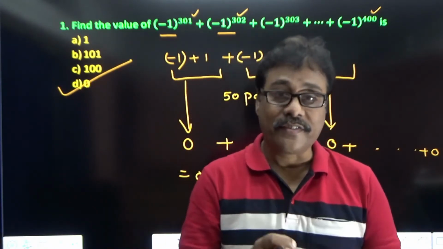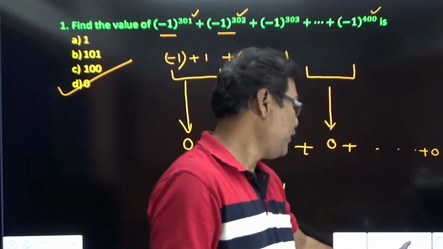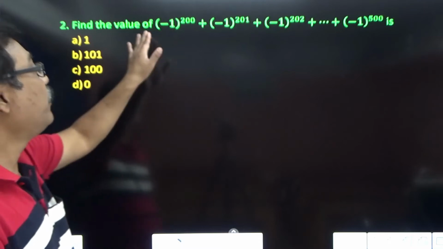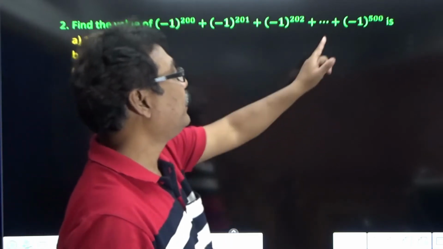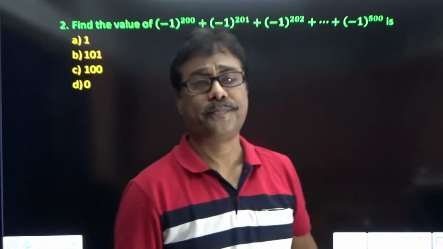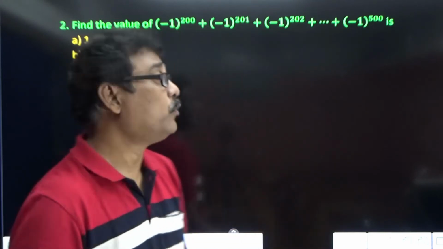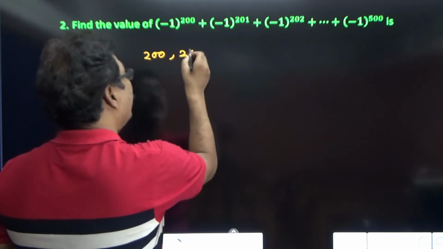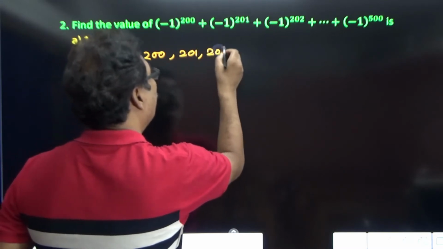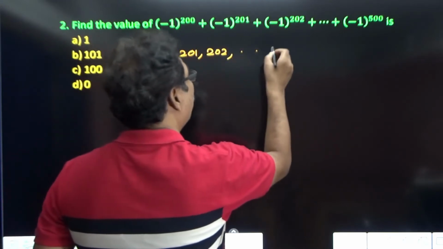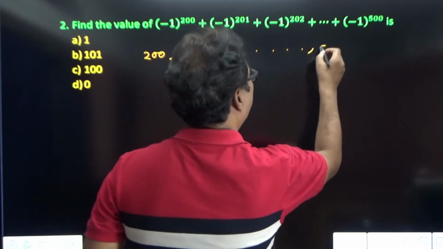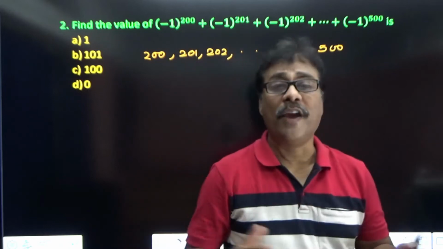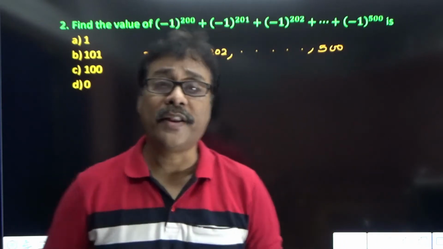Just like this question, we will have the next question. See the next question, what is it? Minus 1 to the power 200, then minus 1 to the power 500. So it started from 200 and then it is going like this, 201, 202, like that it goes on up to 500. Just imagine and see how many terms are there.